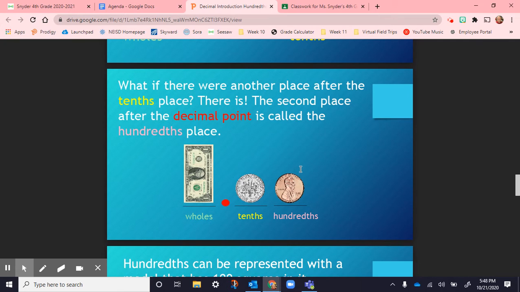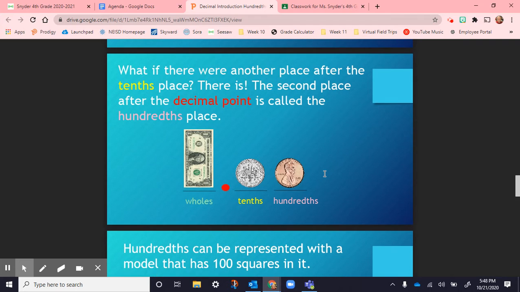So 1, 10, and a penny. And this helps. This is a great visual as well because it shows that as you move to the left, your values get larger. And as you move to the right, your values get less and less and less. We know that a penny is much smaller, has a much smaller value than the dime and the dollar.